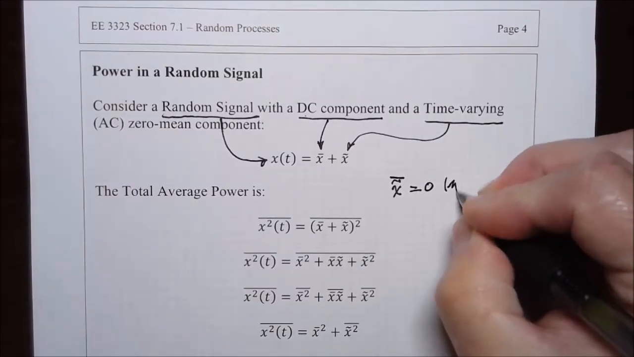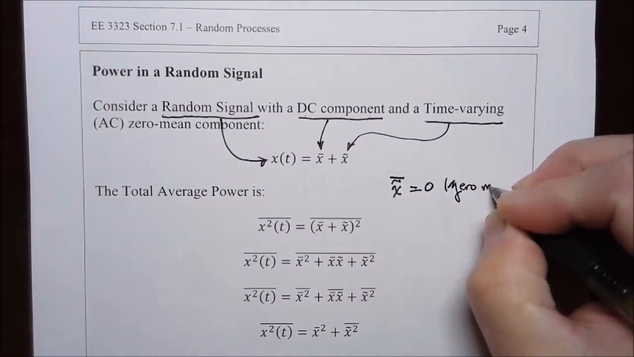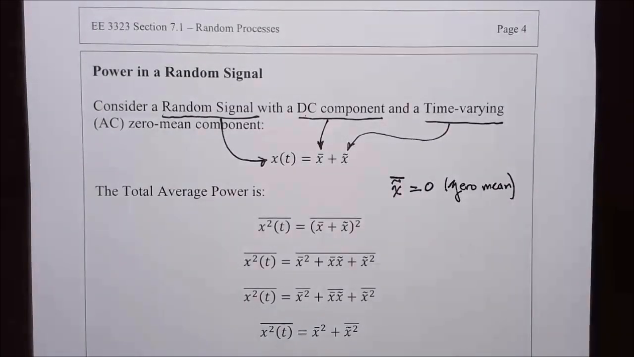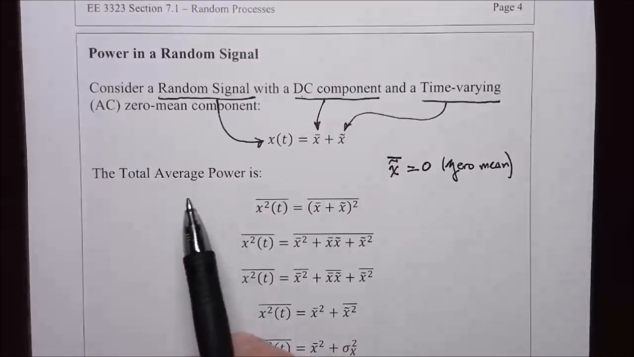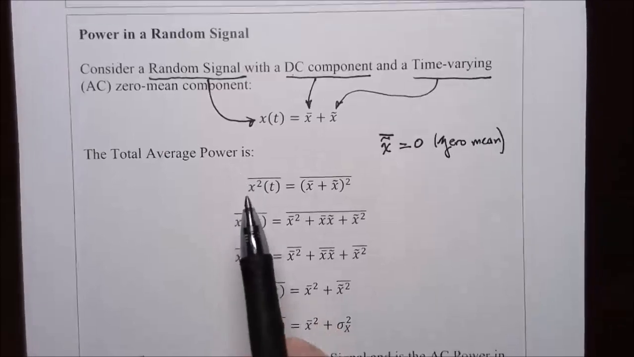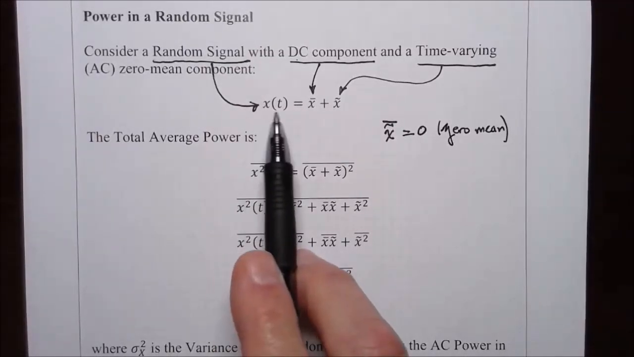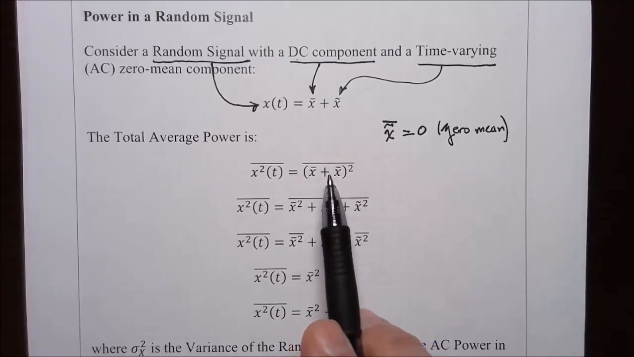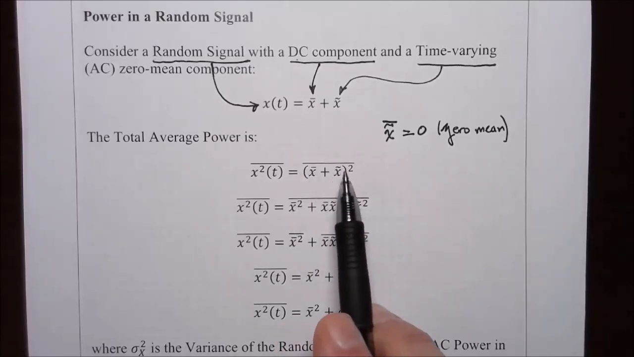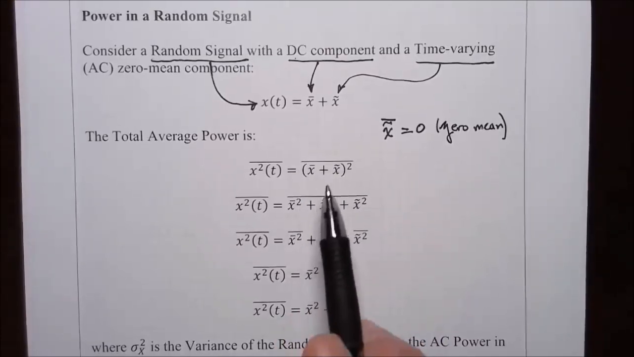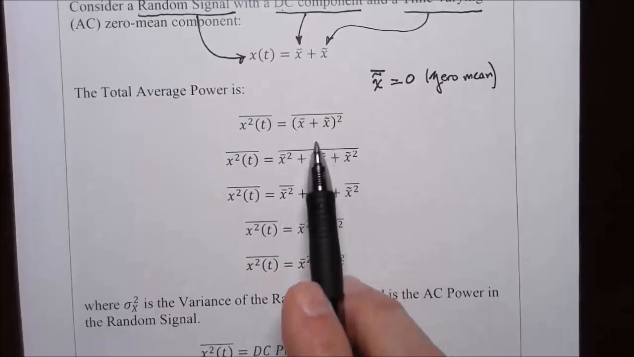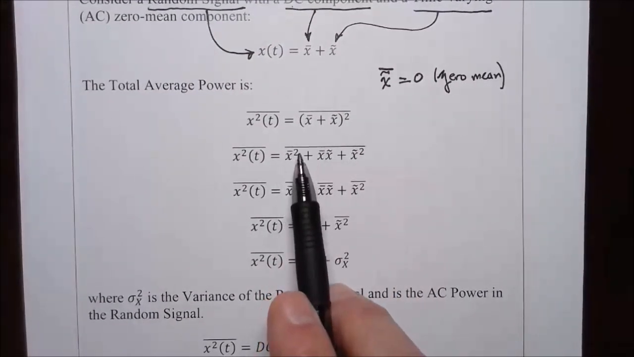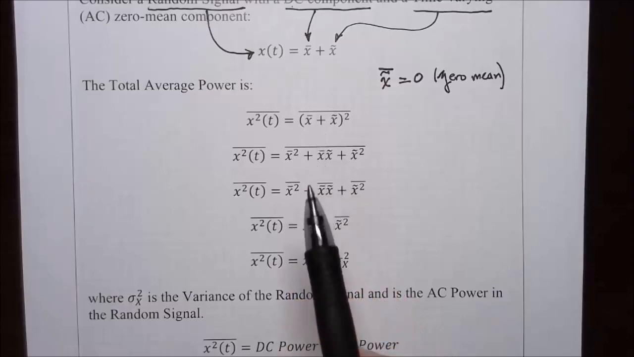This means it is a zero mean value. So the total average power is found by taking this time signal squared. Inside the parentheses, x bar plus x with the squiggle, we're squaring that and then taking the time average. So you complete this squaring operation, you get x bar squared plus the cross term.